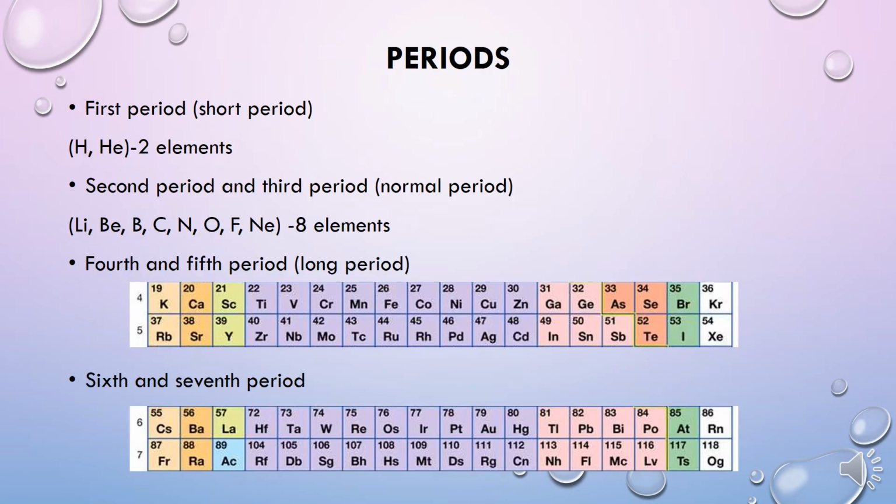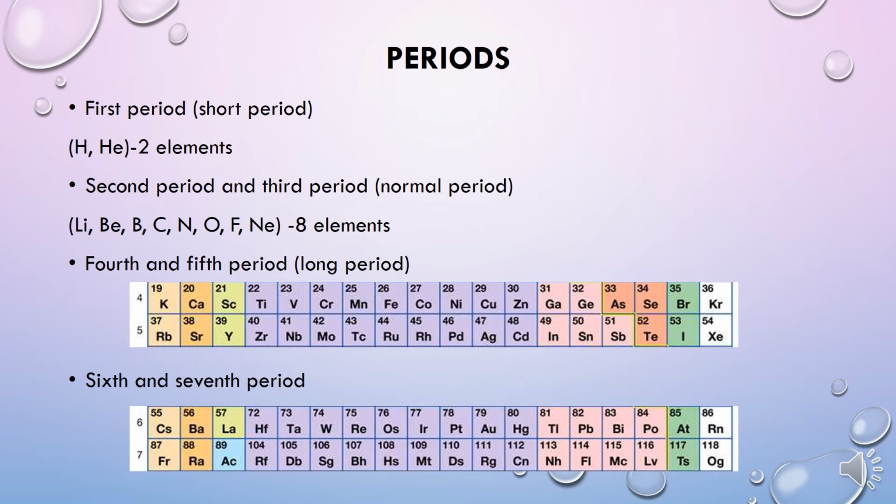Periods. First period is called short period. It consists of only 2 elements, hydrogen and helium. Second and third periods are called normal periods. Each of them has 8 elements in it. Second period consists of lithium, beryllium, boron, carbon, nitrogen, oxygen, fluorine, and neon.